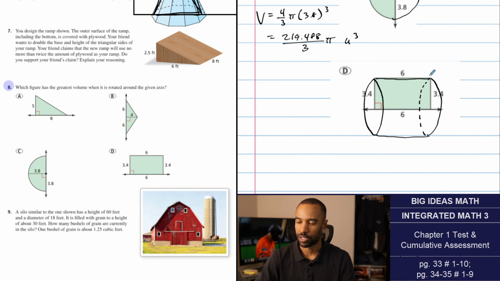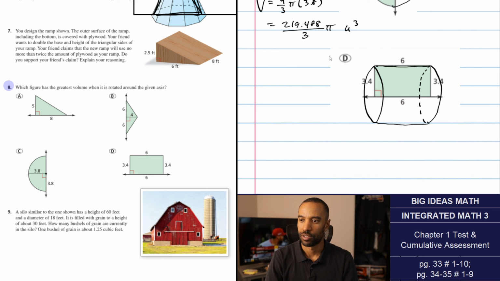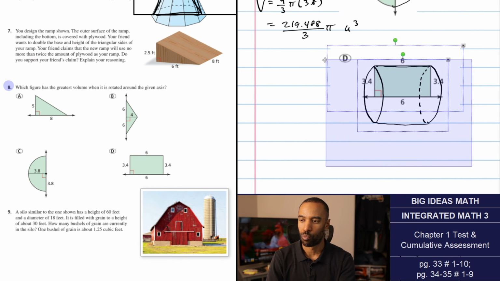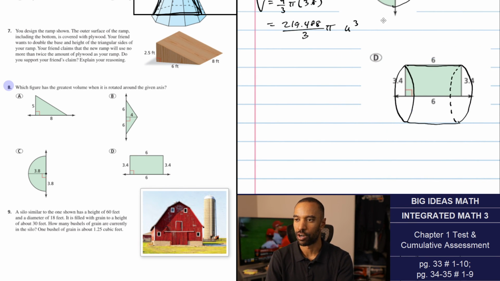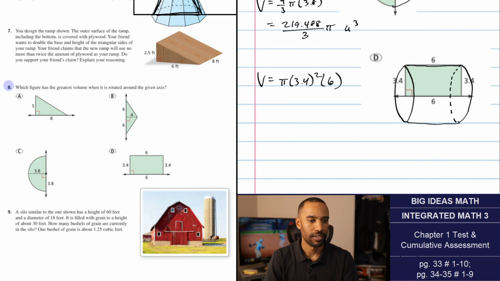So that's what that one's kind of looking like, yeah? So this is, let's move it over. Hopefully my work is organized for you guys as far as what I'm doing. This is volume equals area of base, pi r squared times height, 3.4 squared times 6 is 69.36.